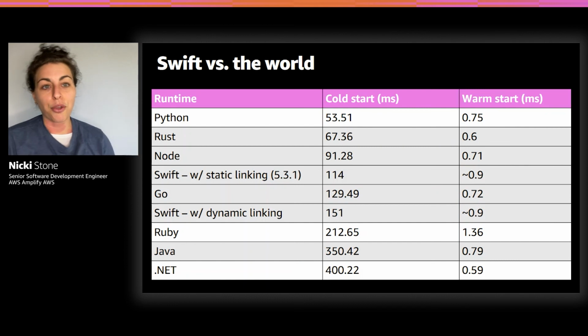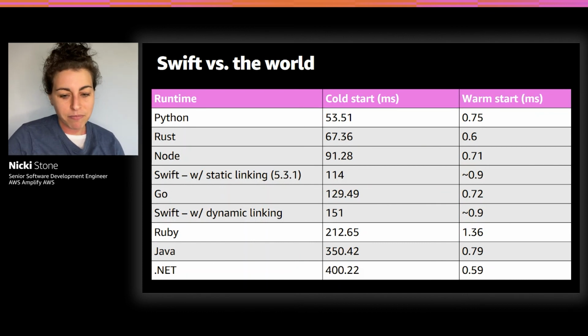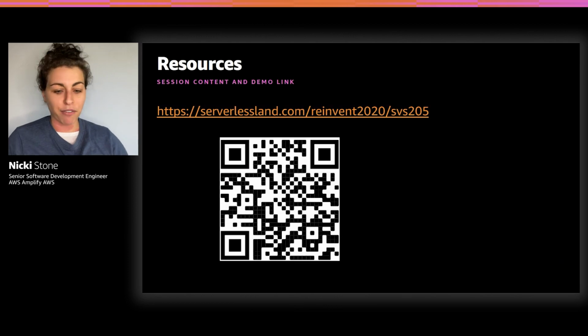By the way, the runtime library is open source. So if you would like to contribute to this project, I highly encourage you to do so, especially if you know anything about how to improve performance on Lambda. Please contribute, because I would definitely love to see Swift make it to the top of this list, because it's my favorite, obviously. All right, so that's basically it. That's everything you need to know about Swift Lambdas in a nutshell.